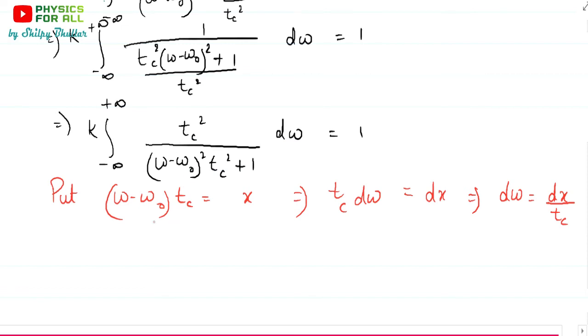And as far as limits are concerned, see, we are substituting this whole quantity as x, and integration is with respect to omega. So if omega is plus infinity, x will be plus infinity. And if omega is minus infinity, x will be minus infinity. There won't be any change, because I mentioned earlier that even if you subtract or add any other constant quantity to infinity, it will not change it. It will still remain infinity. Okay, so all these don't matter. That means our limits would remain the same. Our limits are the same even after this substitution.